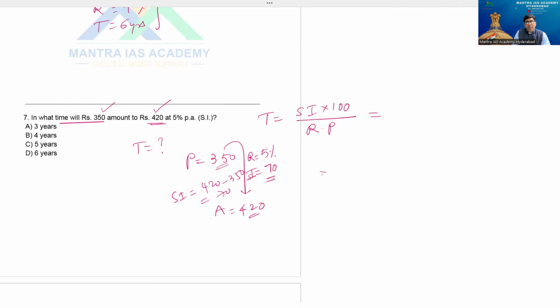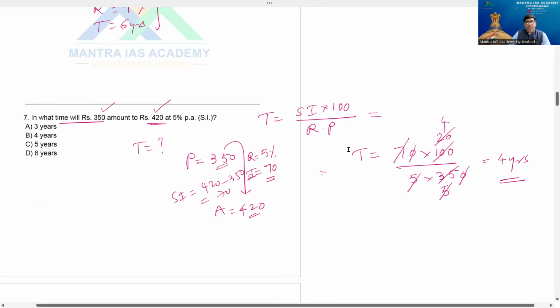Apply here. Therefore, the time is equal to the SI value 70 rupees into 100, rate is 5%, principal is 350. This 0 gets cancelled. 7 5s are 35, and 5 times 70 gives 4. So the time is 4 years. Understand? The time is 4 years, that is the right answer. That's the way of doing it. Clear?